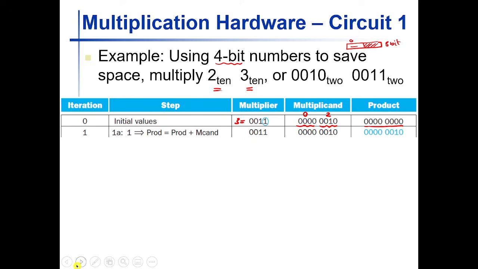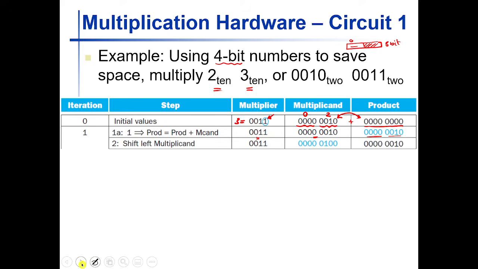First, we check the least significant bit of the multiplier. It's 1. Since it's 1, we're going to add. We're going to add what? We're going to add the multiplicand to the product. So we're going to add these two values together. And of course, this is just zeros. So we're going to have here 4 zeros and 0, 0, 1, 0. And this will be the same. This will be the same.